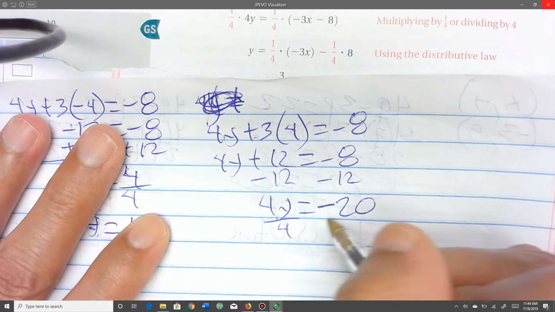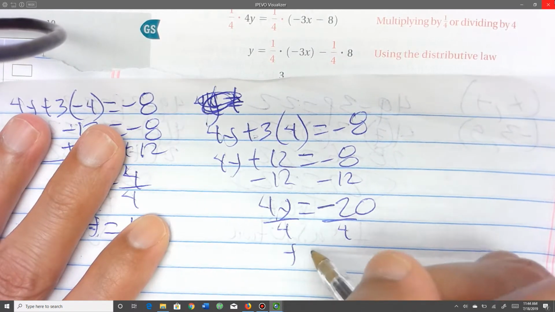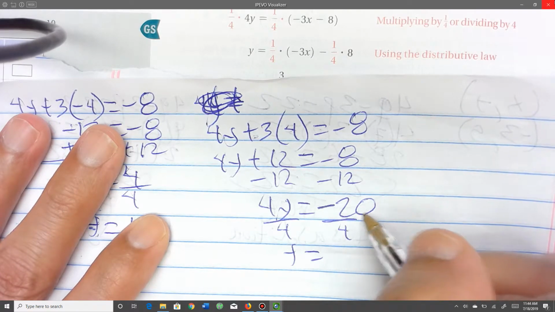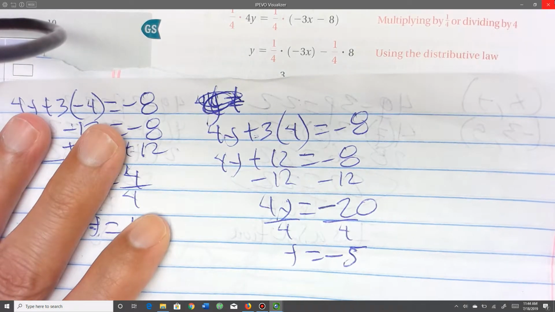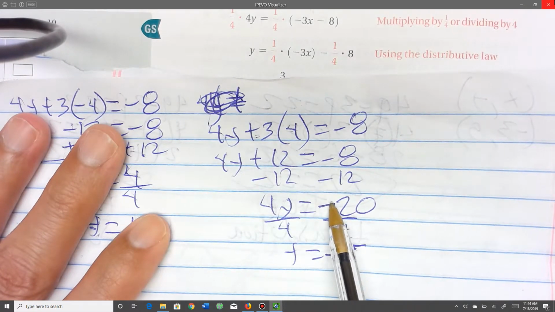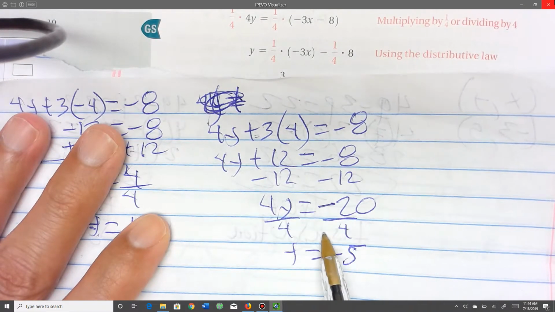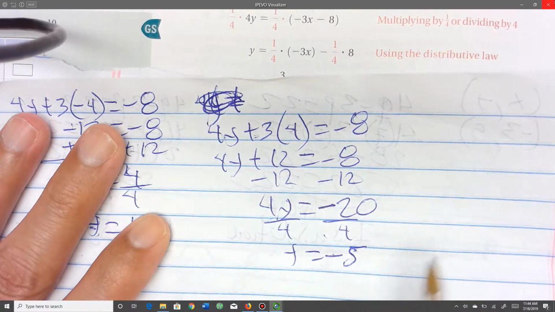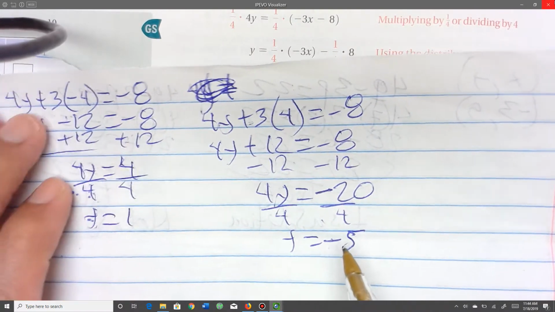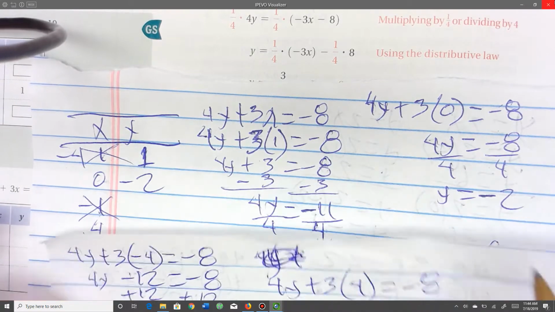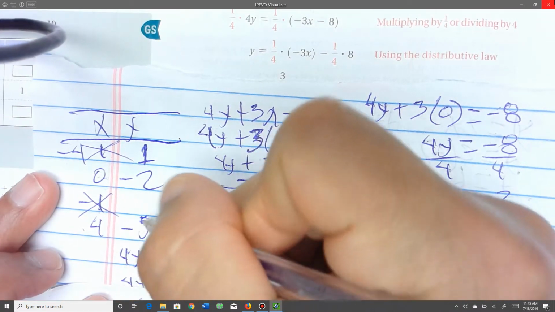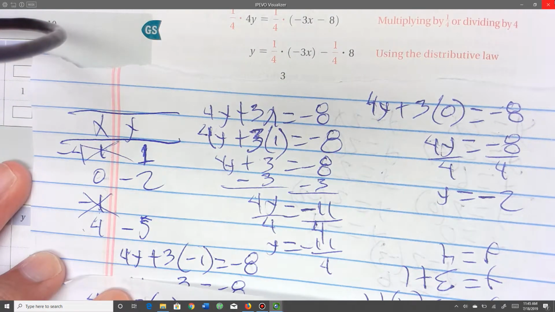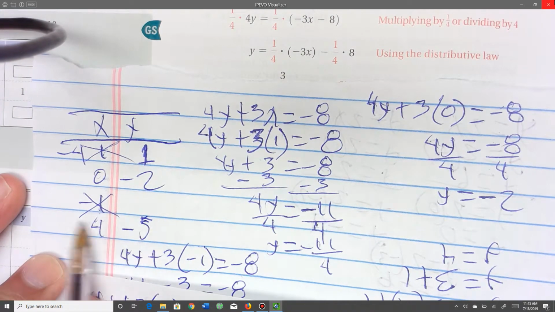Use the multiplication principle here. Y equals 20 divided by 4 is 5. Since you're dividing a negative and a positive, the answer is going to be negative. All right, so that's a -5 for this ordered pair. And now we have 3 ordered pairs that we can plot.